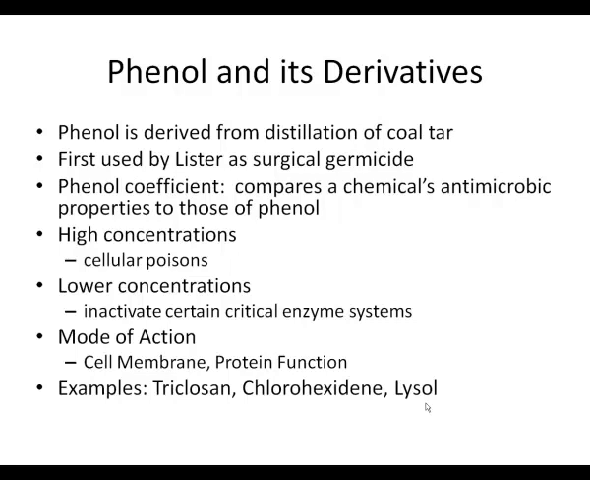There are some very common examples: triclosan, chlorhexidine. These are all those industrial types of phenols. Triclosan is generally what they put in a lot of soaps, those antimicrobial soaps. And then, of course, Lysol. Everybody knows Lysol. Lysol is very effective. It is a low concentration phenol and works very well.